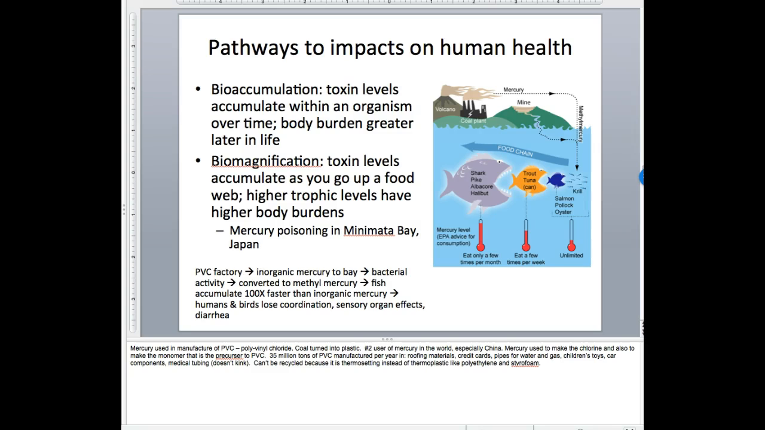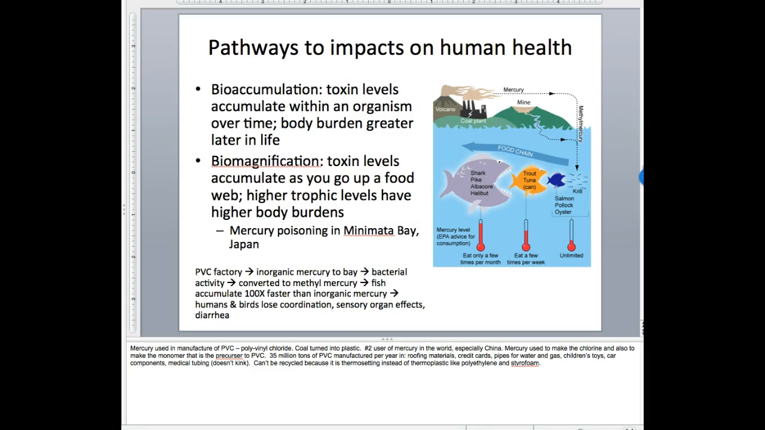Biomagnification comes from smaller organisms with a little bit of body burden of a chemical being eaten by a larger organism that eats many, many of those smaller organisms and accumulates all of the body burdens of those individual smaller organisms into its body burden.